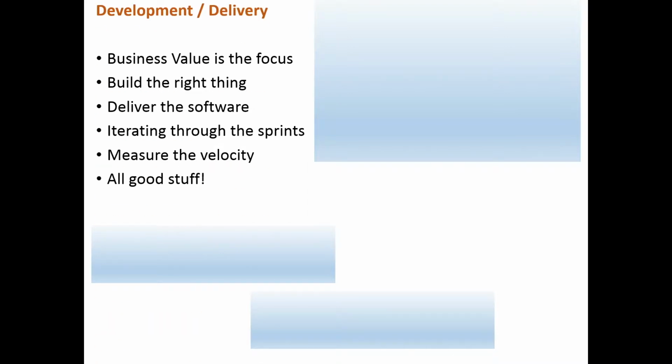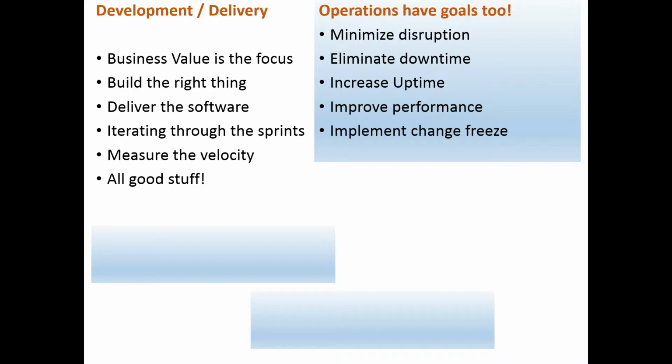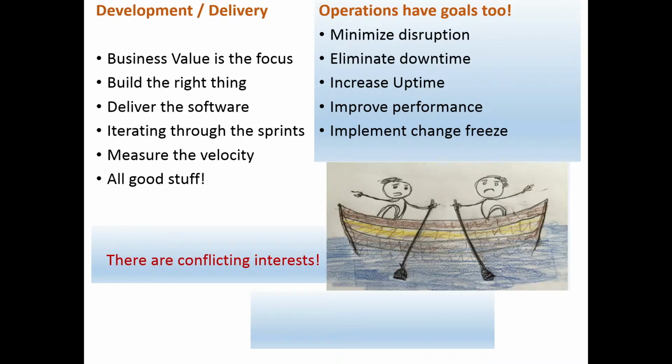That's the development and delivery team's focus. But then operations have goals too. What do they want to do? They want to minimize the disruption. They want to eliminate the downtime. They want to increase the uptime. They really don't want any changes in production, because their bonuses are determined by how stable the environment is, not how many features are there, but how stable the environment is. So they have conflicting interests.